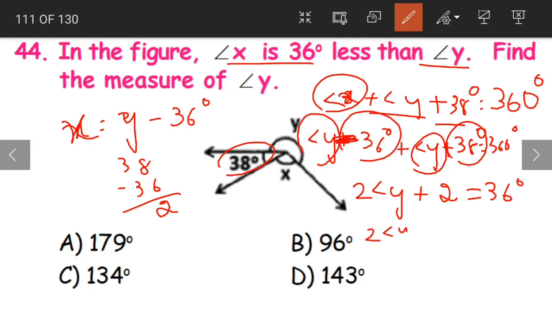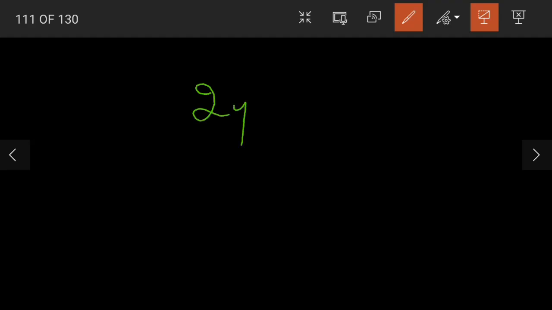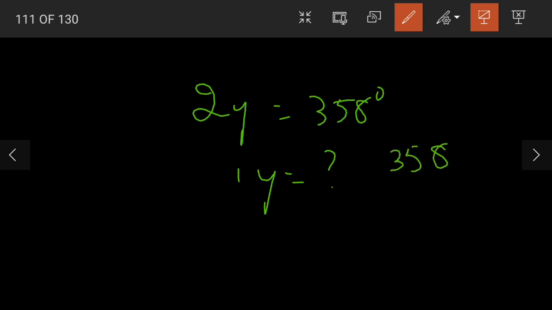Now we want only angle Y. So we will send 2 to the opposite side. So 360 minus 2 degrees is equal to 358 degrees. 2 angle Y's is equal to 358 degrees. Then 1 Y will be equal to how much, children? 358 divided by 2. 2 ones are 2. When we subtract, 1 is remaining.